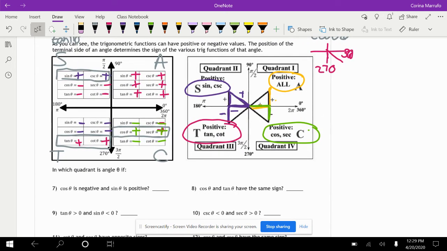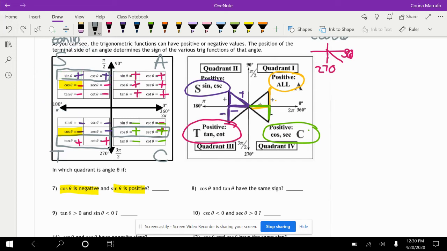So now here it wants to know, when is cosine negative and sine positive at the same time? If we look on our little chart here, cosine is negative in quadrant 2, and it is also negative in quadrant 3. So those are the two places where cosine is negative. Now we're going to look, where is sine positive? Sine is positive in the first quadrant, and it is also positive in the second quadrant. The one that satisfies both is going to be this quadrant right here, which is quadrant 2.